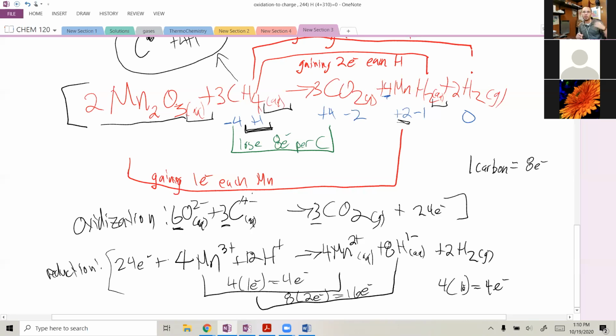Now, how does that compare with our electrons that we needed for our oxidation? They should be the same. And so that's what we're looking for. In a really well-balanced equation for a redox reaction, so that's something that reduces and oxidizes, our electrons transferred should be equal to each other. And so in this reaction, we have 24 electrons being transferred.